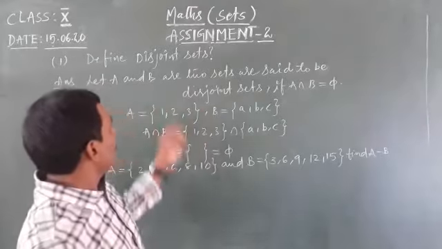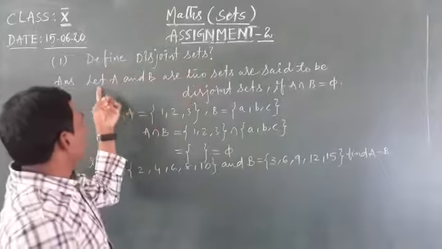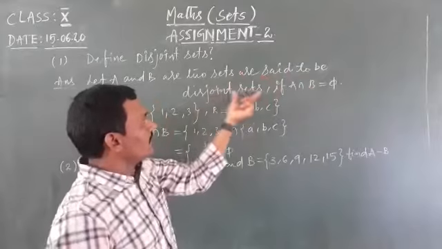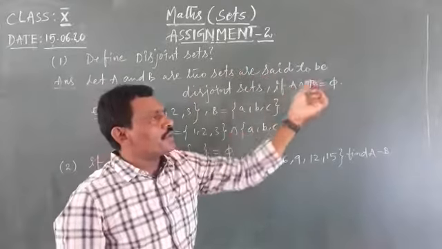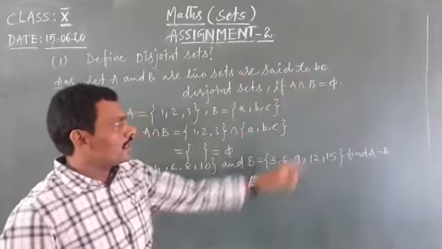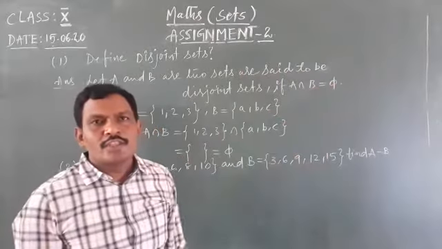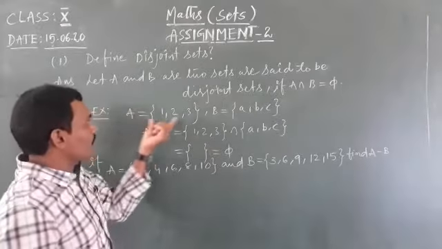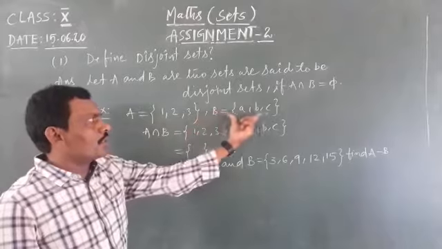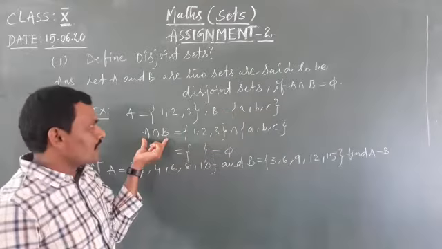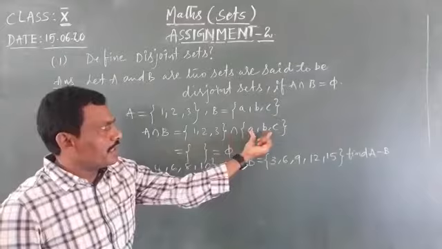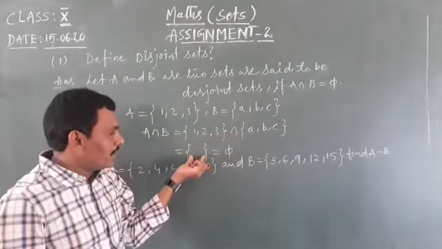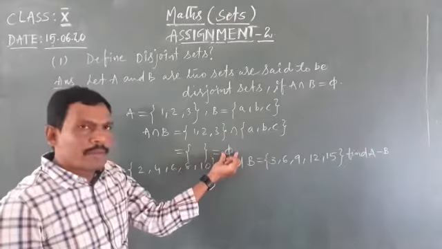Now, the first question: define disjoint sets. Let A and B be two sets. They are said to be disjoint sets if A intersection B is equal to the null set. What is the meaning of a null set? If there are no common elements, that is called a null set. For example, A is equal to {1, 2, 3} and B is equal to {a, b, c}. A intersection B equals {1, 2, 3} intersection {a, b, c}. There are no common elements in both sets A and B, so we get the null set, which is denoted by phi.